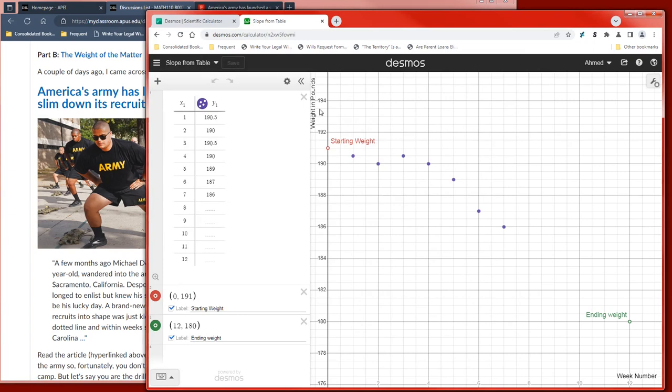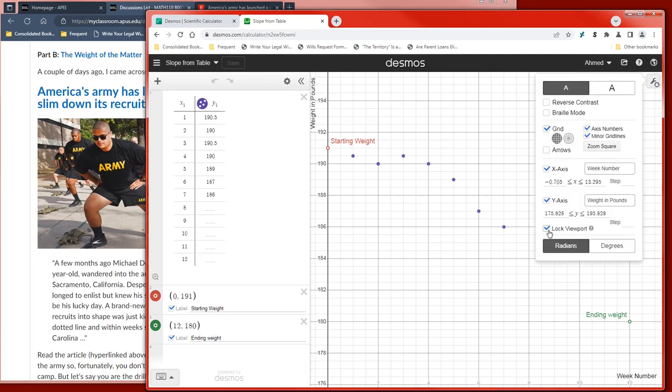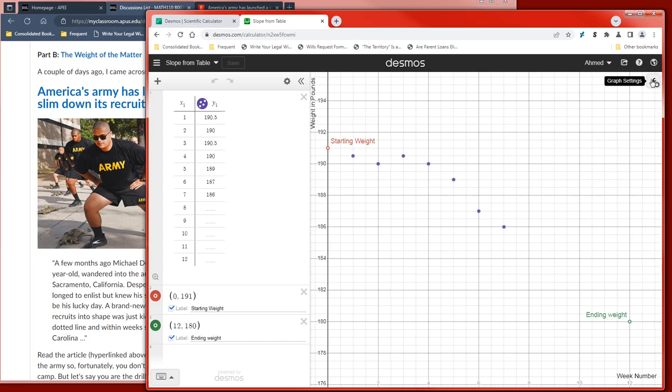The weight is in pounds along the y-axis, and the number of weeks elapsed is along the x-axis. It starts at 0, 1 is here in the middle, then 2, 3, and so on until 12. So 1 week will be 2 of these divisions, and 1 pound will be 2 of these divisions. You can figure it out yourself. You can unlock the viewport here, so this is the graph setting that says lock viewport. You can unlock the viewport if you want to zoom in and out, etc.